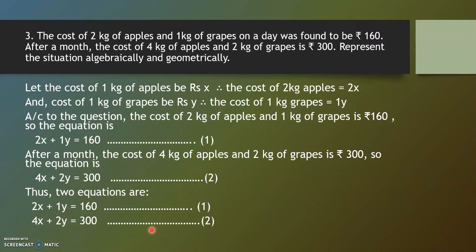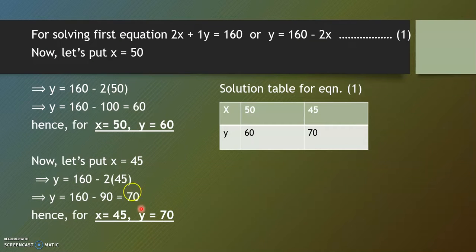Now you have to represent these equations geometrically. In order to represent them geometrically, you have to make a solution table. Now for solving the first equation 2x plus 1y is equal to 160, which can be written as y is equal to 160 minus 2x. आप इसे simplified form में लिखेंगे किसी भी एक variable के format में. Let's suppose we are putting x is equal to 50.